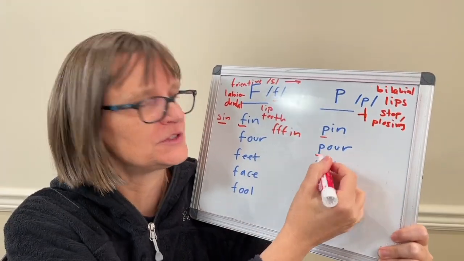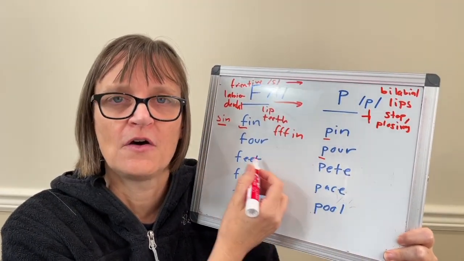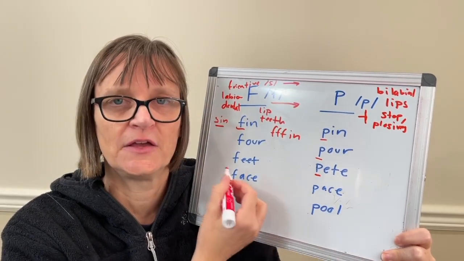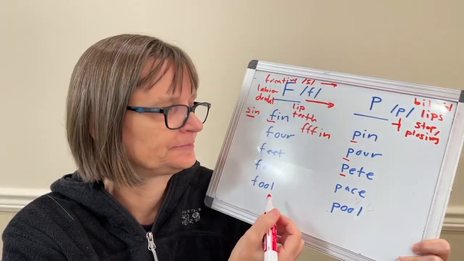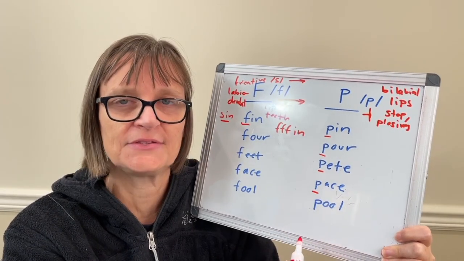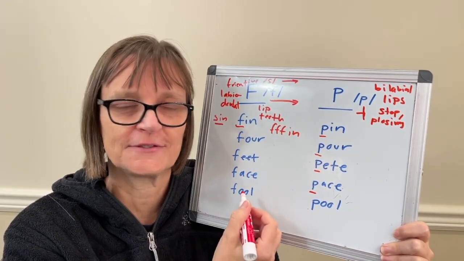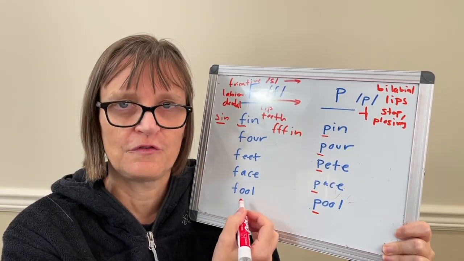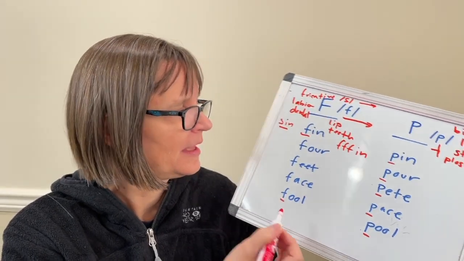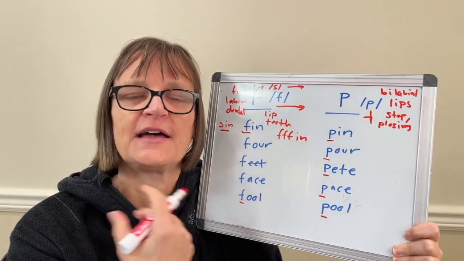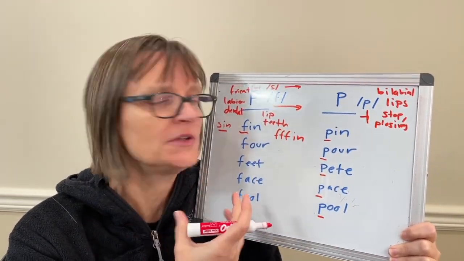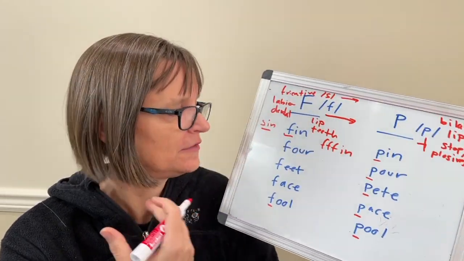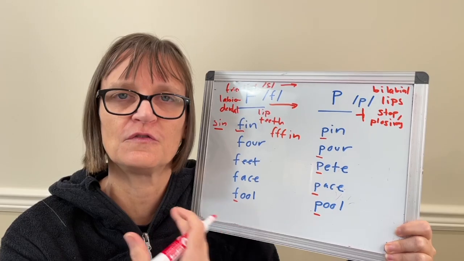We'll do this one first. Pour, for. Peat, feet. Pace, face. Pool, fool. As you're working on the F sounds, once you can do it just in words, you can try just saying the words fin, for, feet, face, fool.